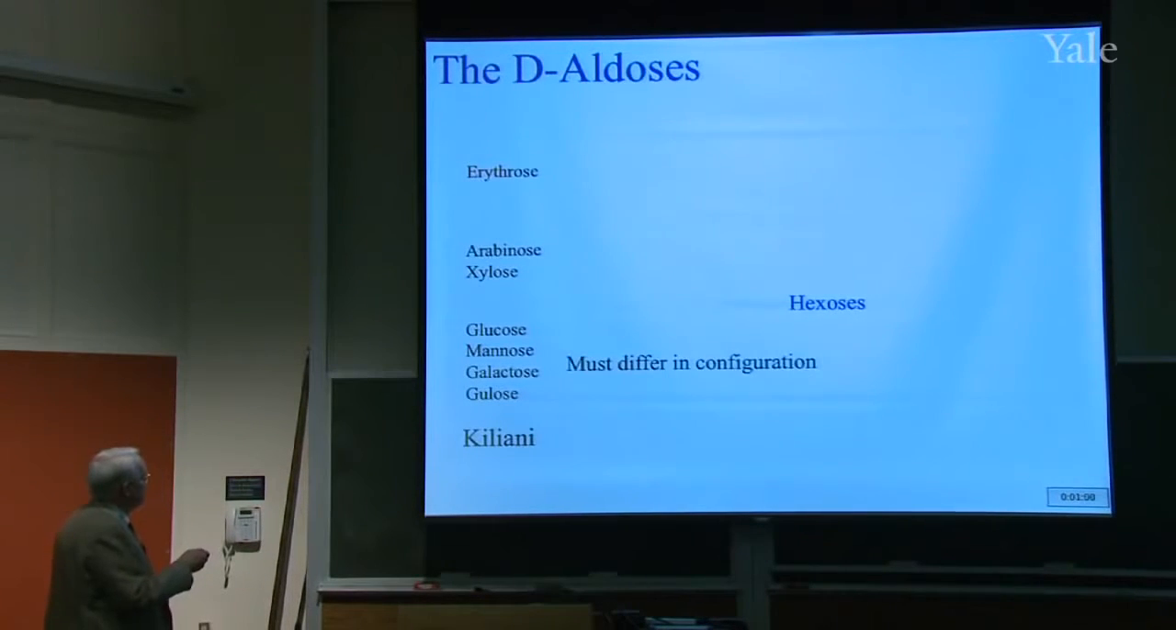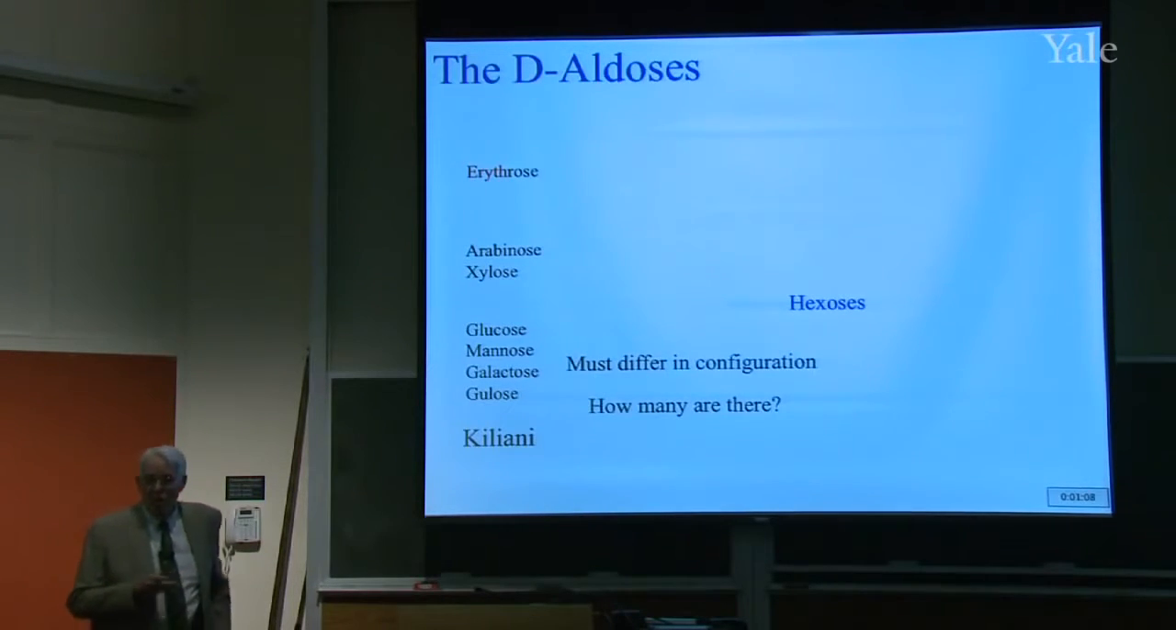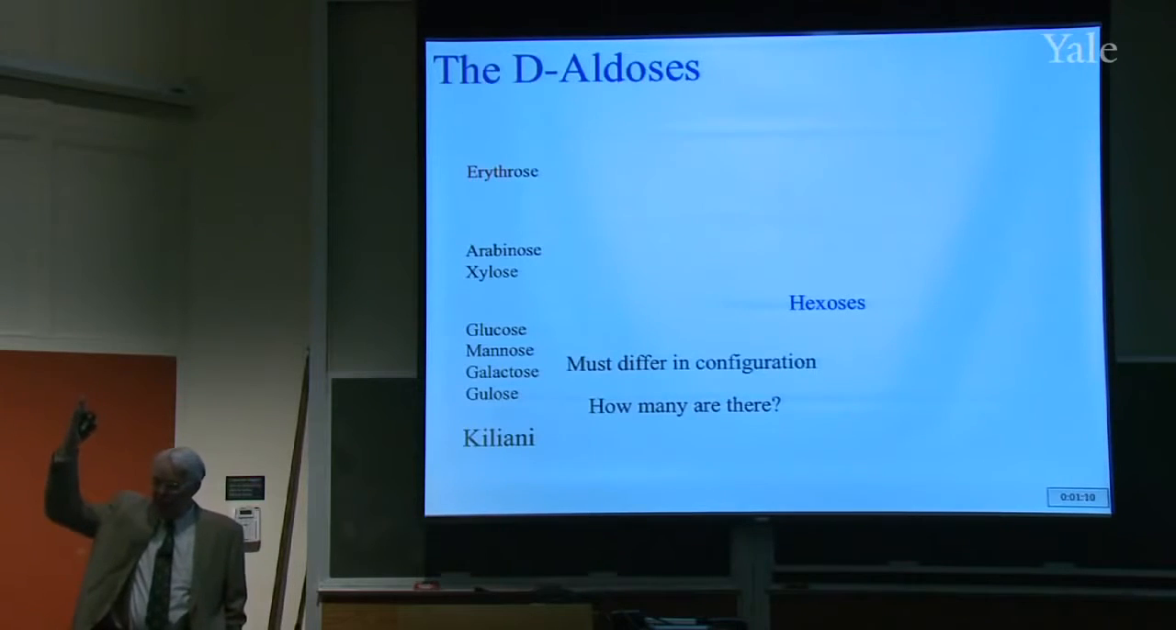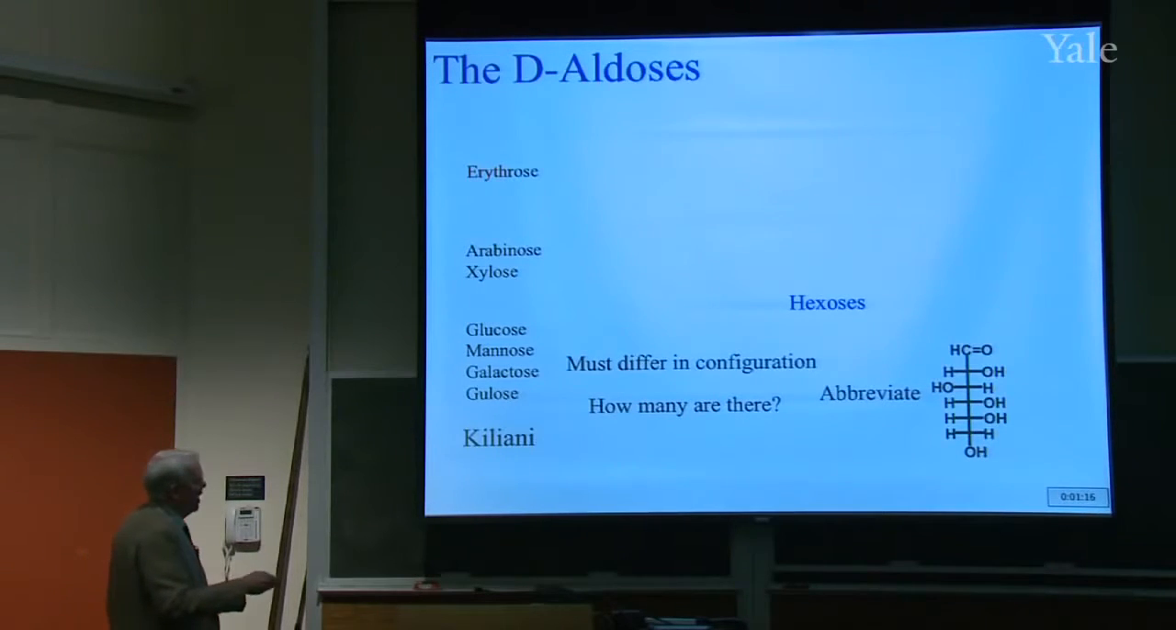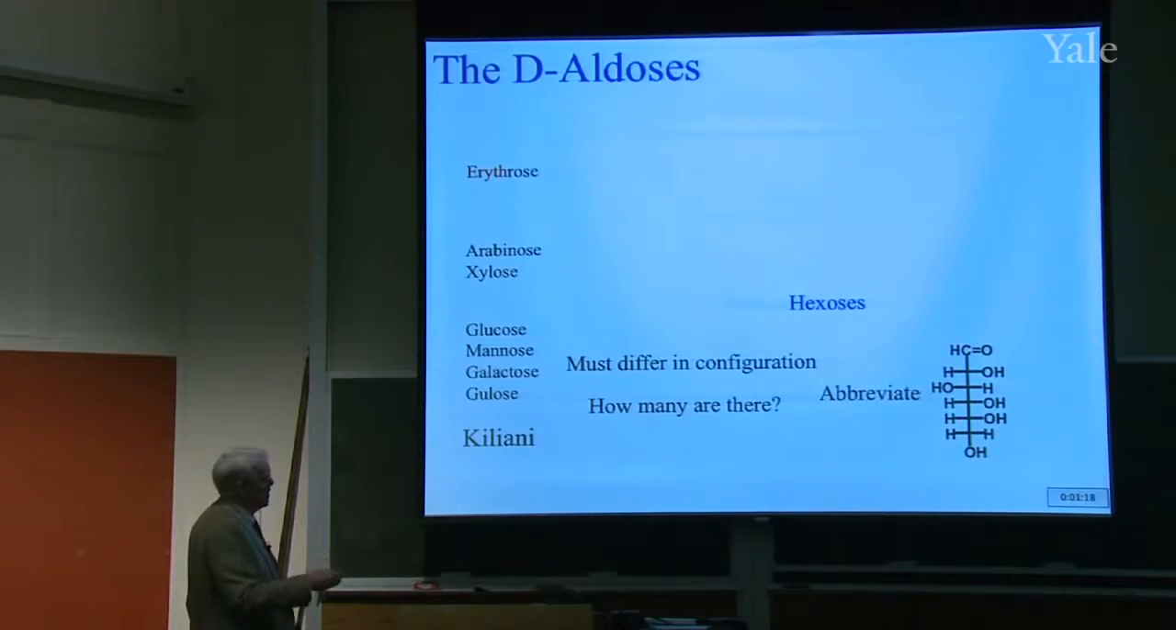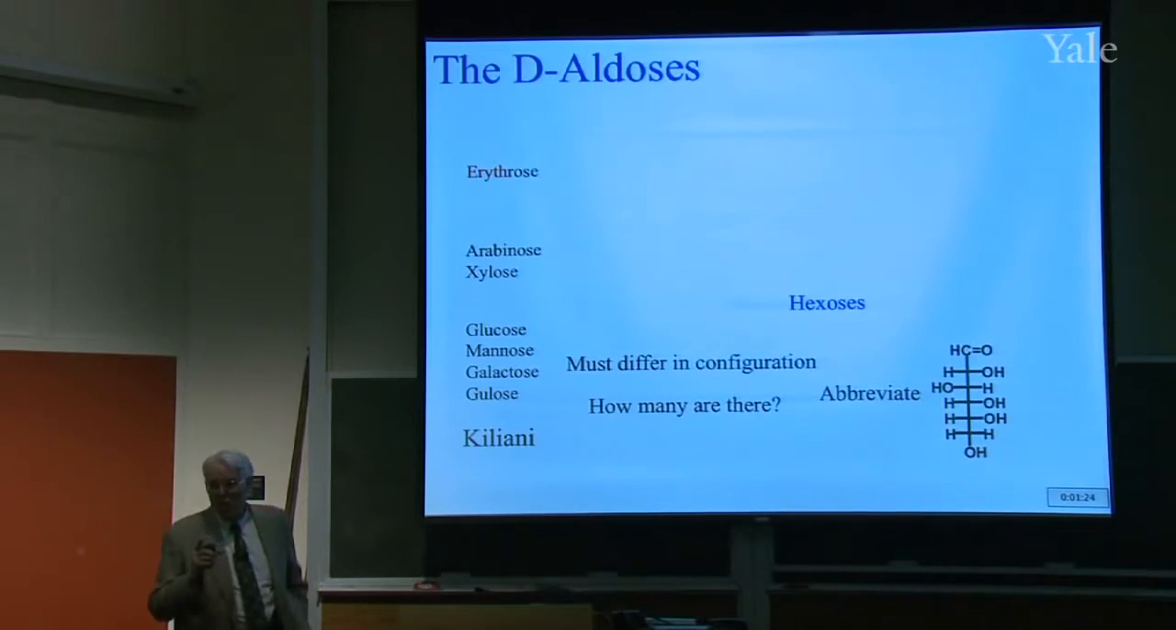So these must differ in their configuration, right? Now, how many should there be? If you have six carbons in a chain that ends in an aldehyde, how many should there be? Well, for this purpose, we could write them all out like this. This is a particular one, using what projection? The Fischer projection.